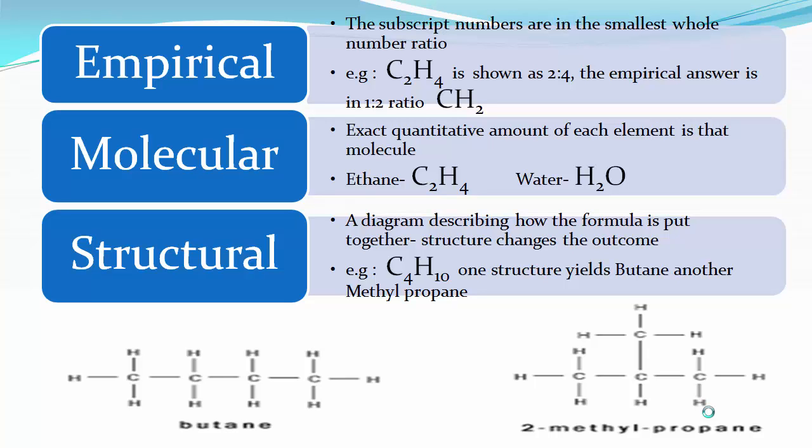So structural formula is really just a diagram which shows you how the formula is put together. So the example is C4H10. You would think, okay, so what is it? But when you see different structures, when it's laid out in one way, it's butane, in the horizontal way. But when it's laid out in the more triangular type of way, as you can see from the H's, they make like a triangle. That makes methylpropane. So it shows you really that the structure truly switches the outcome.